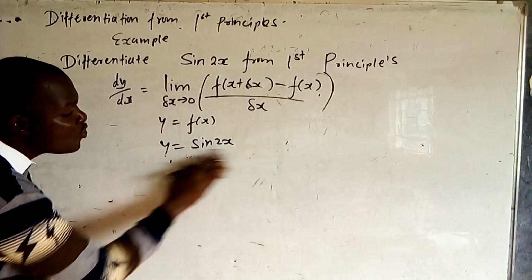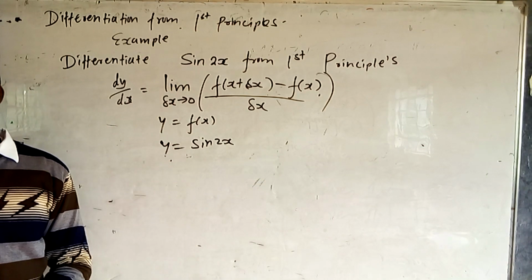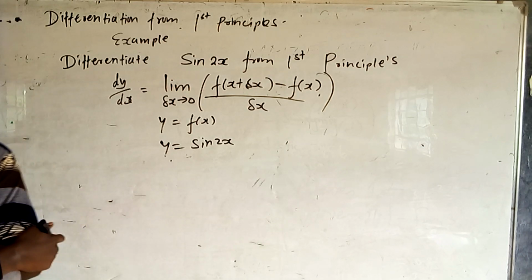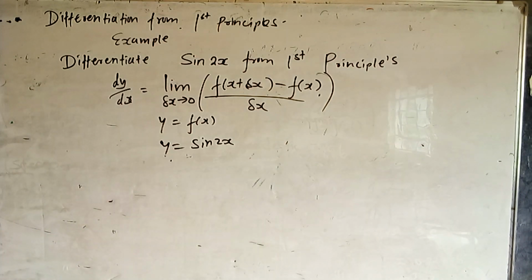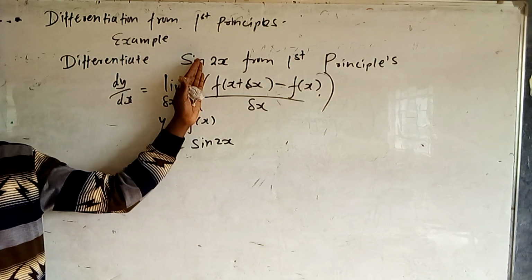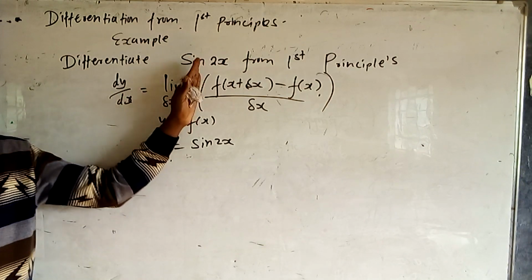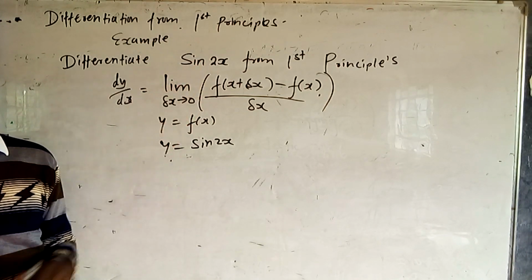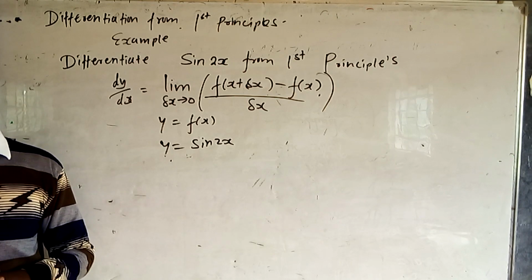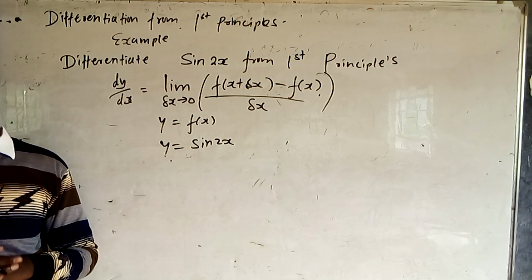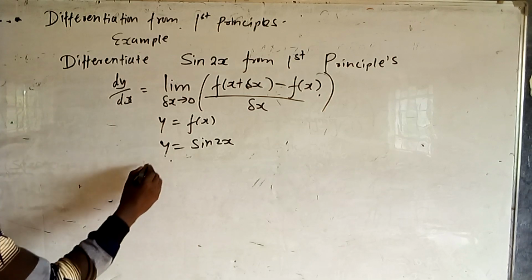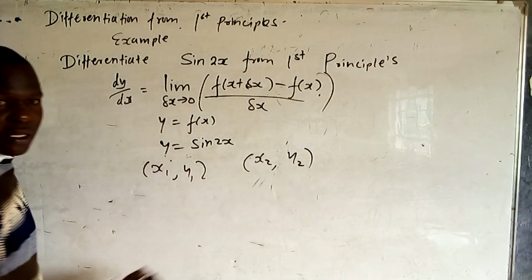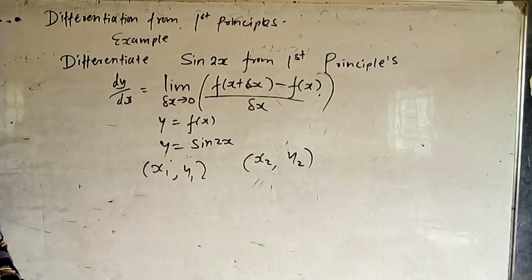But now, how do we do it from first principles? Now the first thing you need to do is to determine this gradient, because what is inside before you take the limits to get the derivative is the gradient. How do you determine the gradient? You must have 2 points on the curve. That is when you will be able to determine the gradient. So you must have 2 points, x1, y1, and another point, x2, y2, isn't it?